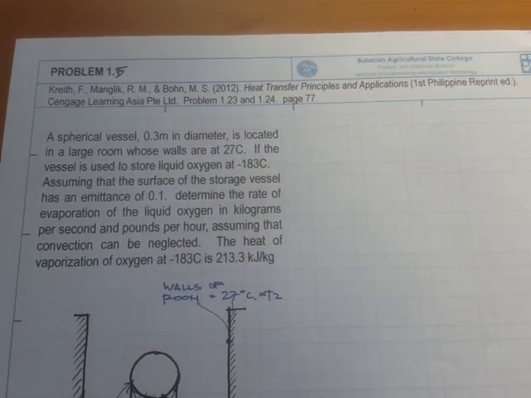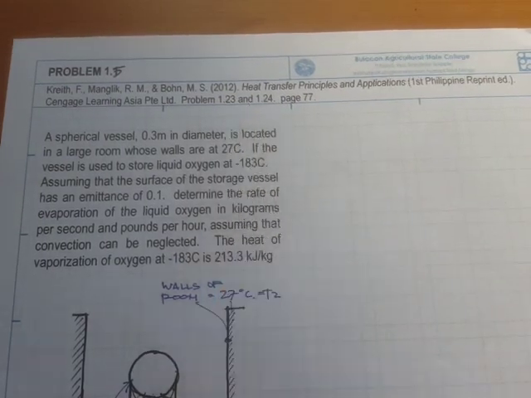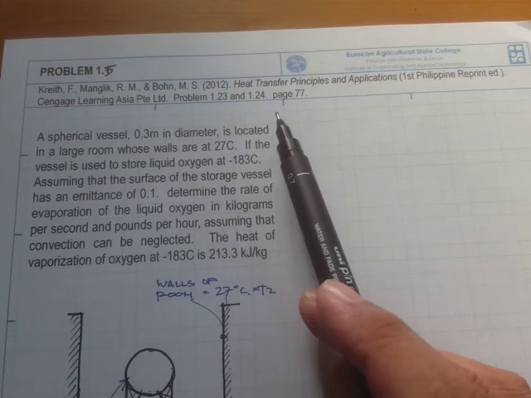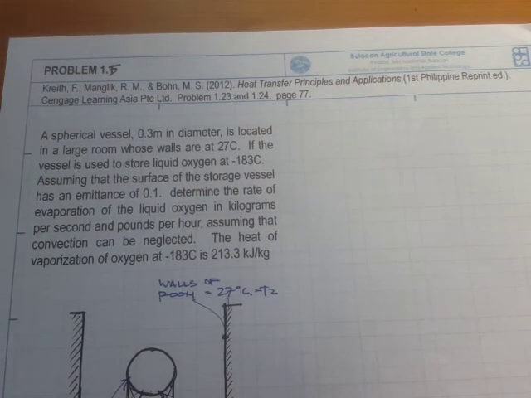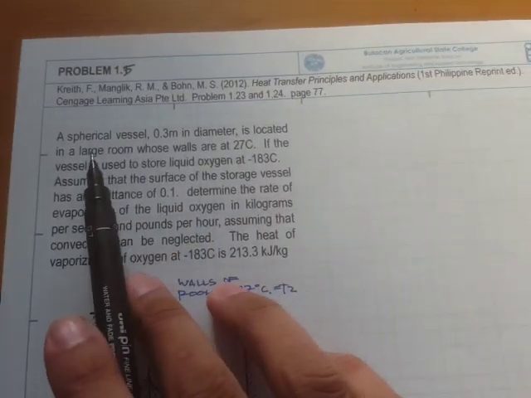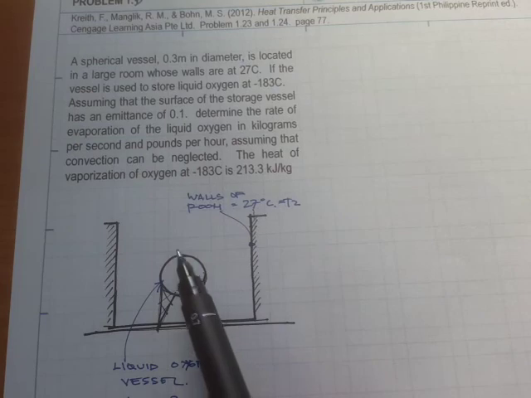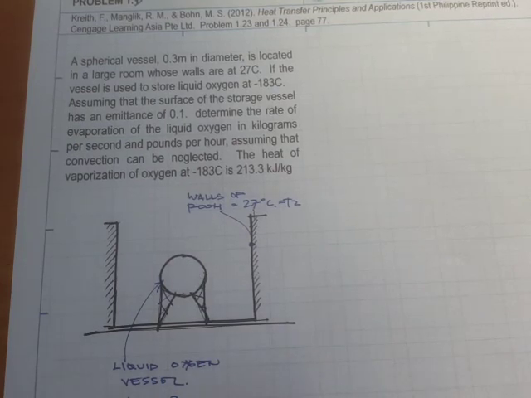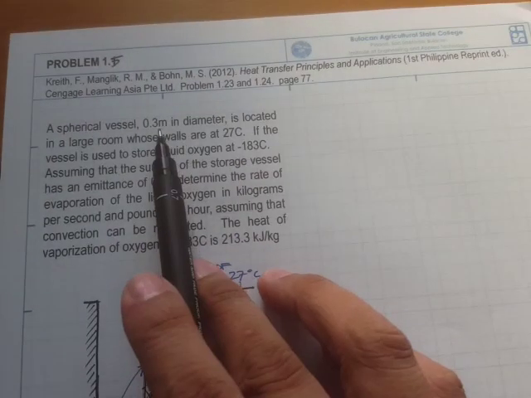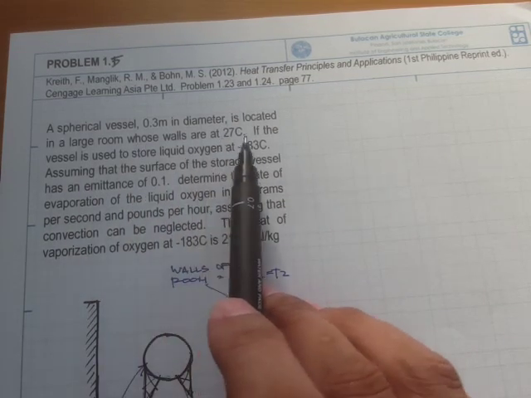So I just combined the two problems because they're actually connected. They're chain problems or somehow similar. Okay, anyway, the problem says that a spherical vessel. Here's our spherical vessel. So now we're dealing with spherical geometries. 0.3 meters in diameter and is located in a large room whose walls are at 27 degrees C.